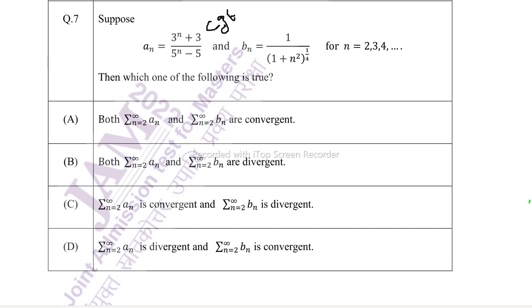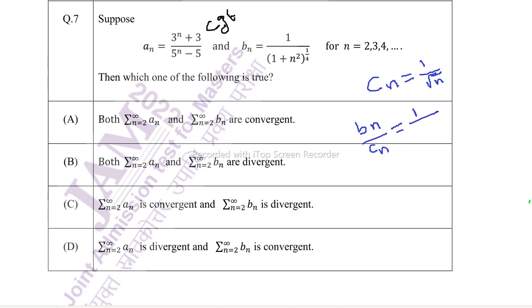So we have to choose some cn. I'm going to choose 1 by root n. Clearly, summation cn is divergent because it is n power 1 by 2, and this 1 by 2 is less than 1, therefore the series is divergent. Now we have to find what is this bn by cn. So what is always bn by cn? The sequence bn by cn.